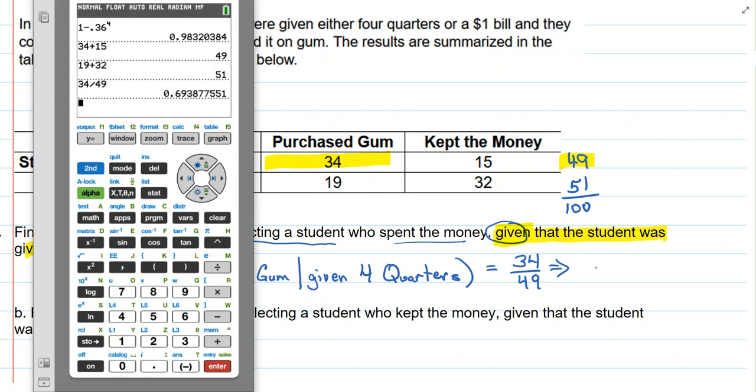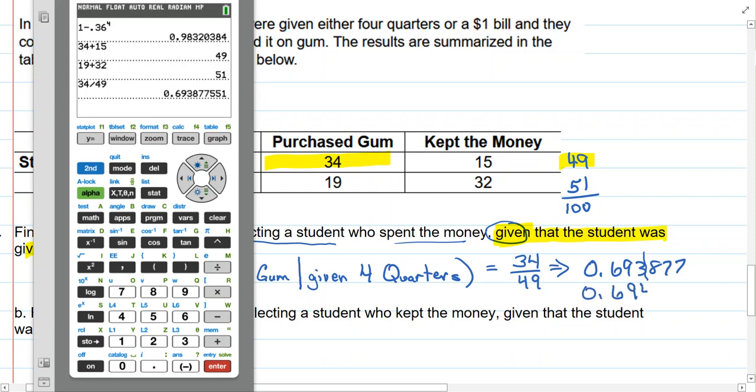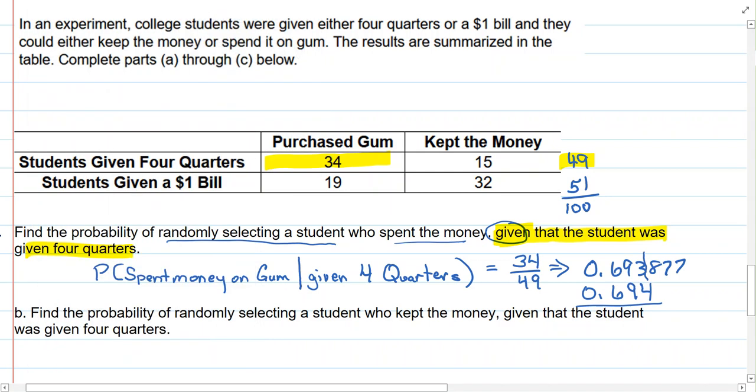And we have 6, 9, 3, 8, 7, 7, etc. And we want to do 3 decimal places. We're rounding correctly. So we have almost 70% spent the quarters.